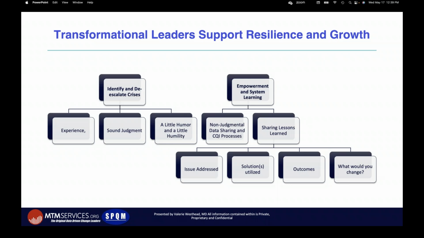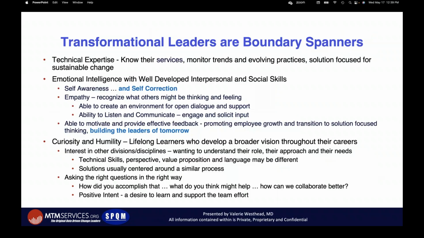We want to make sure that we talk about what was the problem that we had to address, what were the solutions that we utilized, did we get the outcomes we wanted, and to what extent did we get them, and what would we change looking back, so that the next time something similar happens, we can address it. So this is what transformational leaders really do to build resilience within departments, within individuals, within the organization, and to help it to grow. And I think the nice thing is that's one of the things as medical professionals we bring to the table.